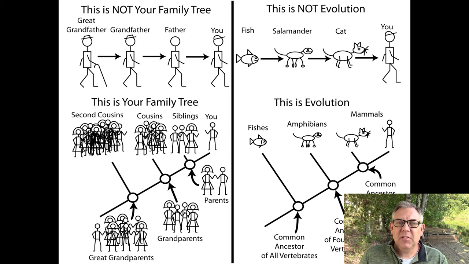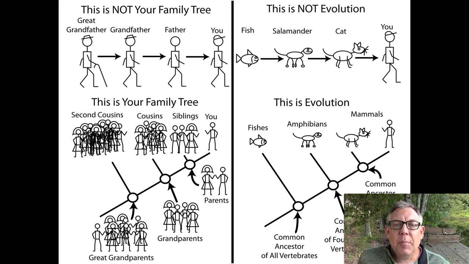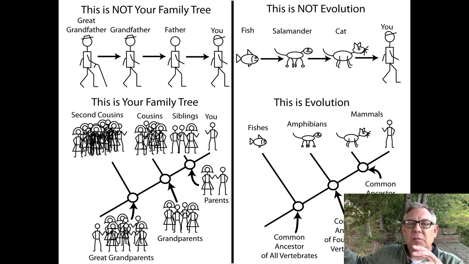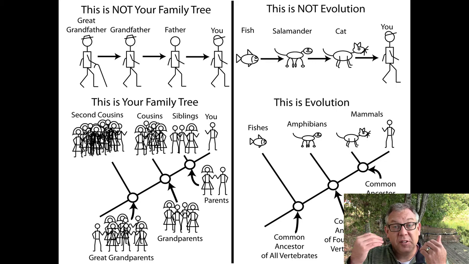But the bottom part is what we understand. That's what a family tree is, right? You've got relatives, and they're your relatives because you have a common ancestor. Break that word down: an ancestor in common. An ancestor is someone who came before you, but you and this other person have this ancestor in common. It's that you descended from the same person. And so you and your siblings, your brothers and sisters, have a common ancestor, your parents. You all descended from those parents.